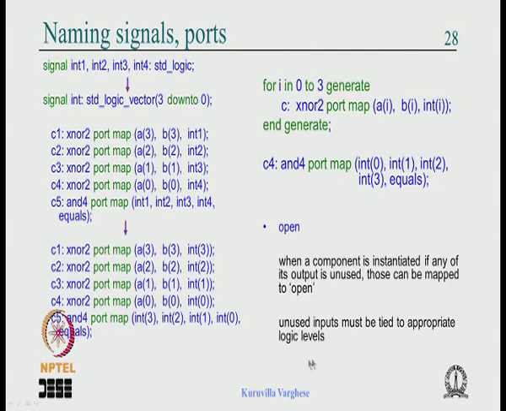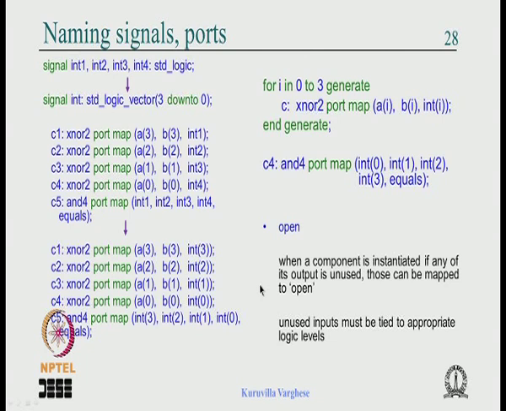And similarly, if some inputs are not used, say you are using only 3 inputs of a 4-input AND gate, then the unused input has to be tied to the inactive level, 0 or 1, depending on whether the function is AND or OR. So you have to properly tie it to the appropriate logic level when an input is not used, otherwise things won't work, because we are describing hardware, so that needs to be taken care of.